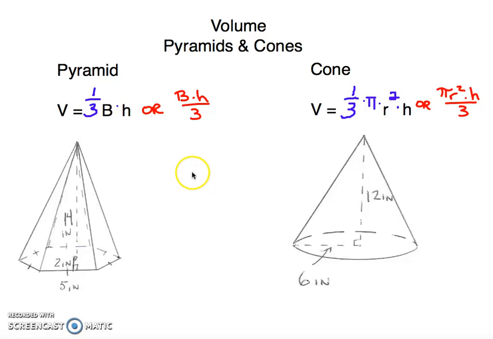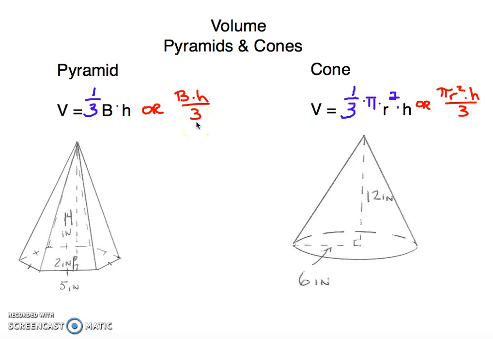This video is on the volume of pyramids and cones. The volume for a pyramid is 1/3 times the area of the base times the height. Now another way that you may want to look at this is base times height divided by 3.